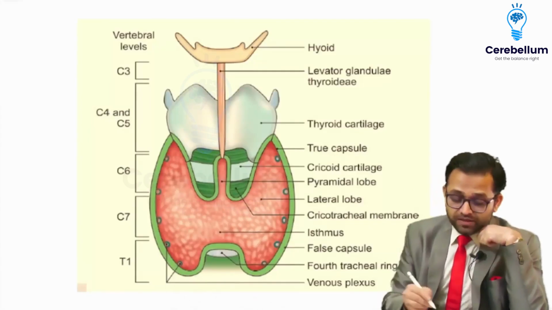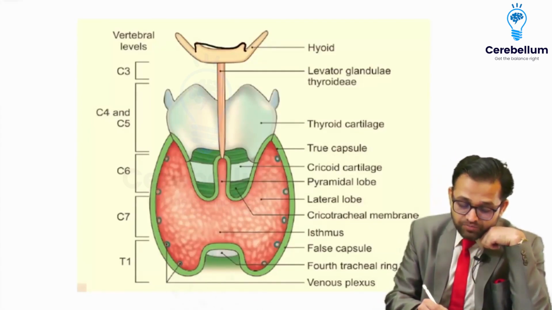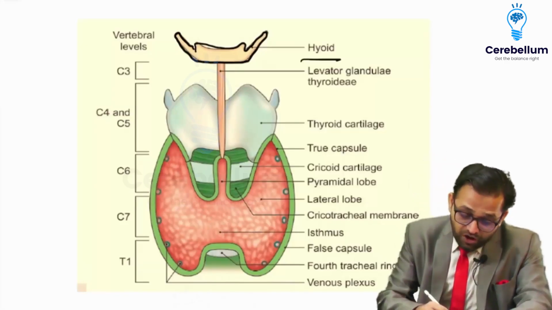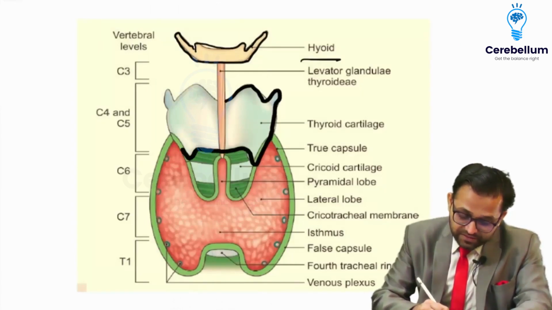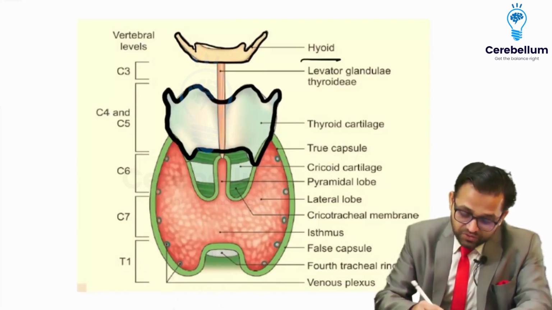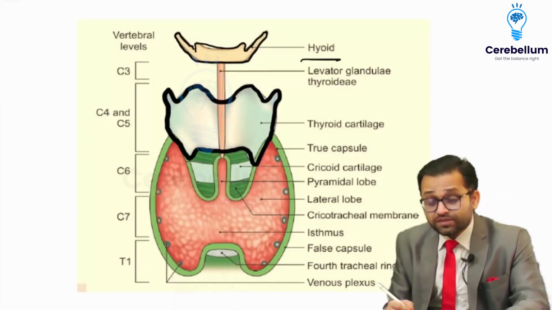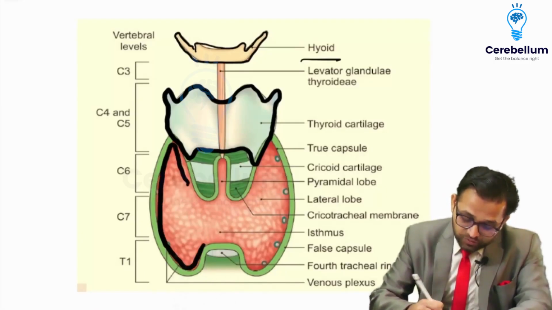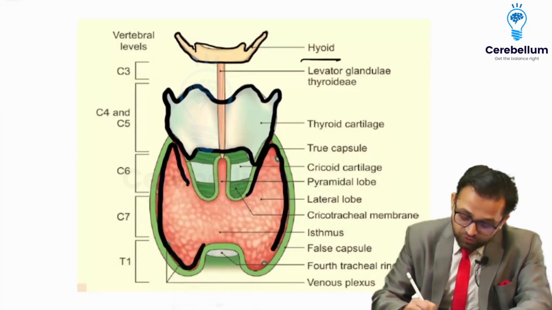So the uppermost part is the hyoid bone. Yes, this is the hyoid bone. Now look here, below the hyoid bone you can observe our thyroid cartilage. Yes, this is our thyroid cartilage. Now look, there is our thyroid gland. Here is the right lobe and here is the left lobe of the thyroid gland.